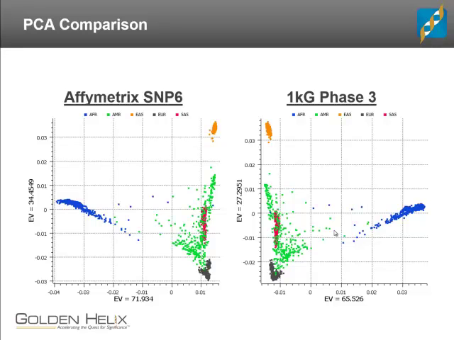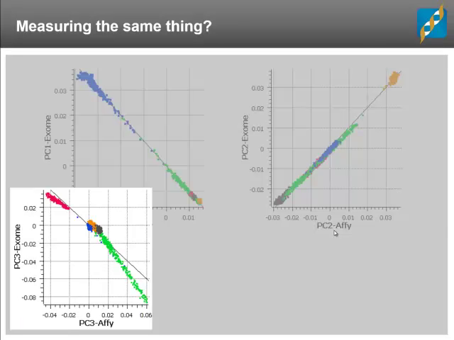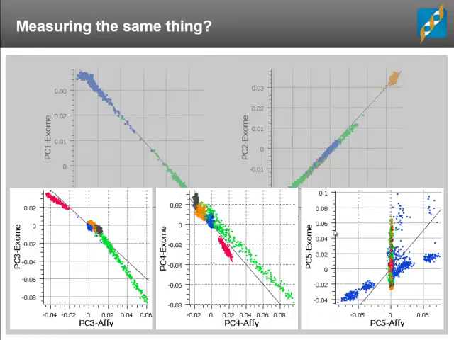Now, the question then becomes, though, do they really detect the same effects in the data? And here, if you look at the first component based on the AFI data or based on the exome, it's a very strong linear relationship. The second component, again, very strong linear relationship. They're picking up pretty much the same things. But if you move beyond that, the third component, they're starting to diverge from that linear relationship. Fourth component, diverging a little bit more. By the time you get to the fifth component, they're measuring completely different things.